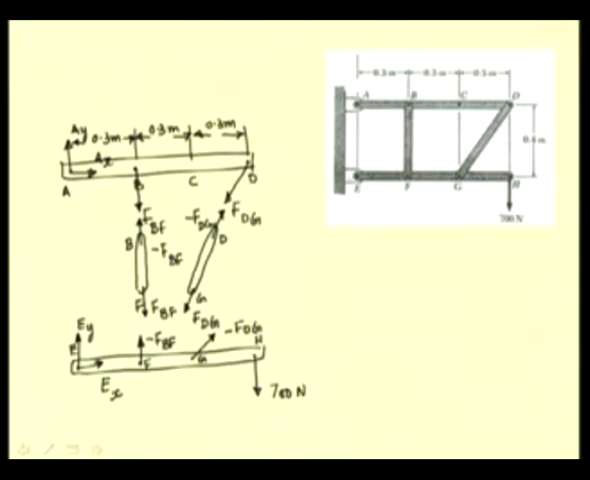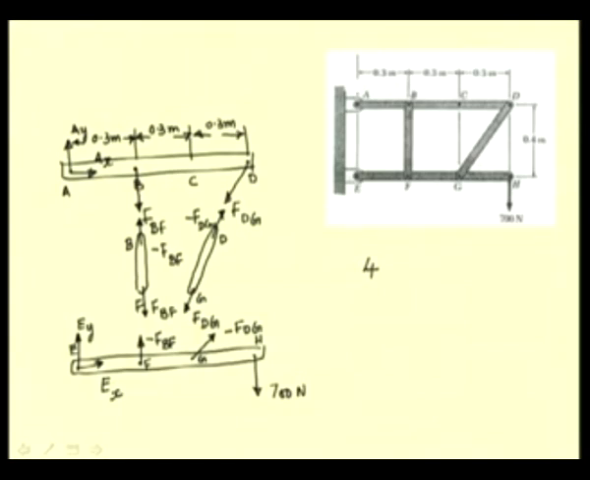So now we have completed all the required free body diagrams. Let us see how many unknowns we have. We have to determine AX, AY, the force in the member BF, force in the member DG. So we have 4 unknowns from this free body diagram ABCD.